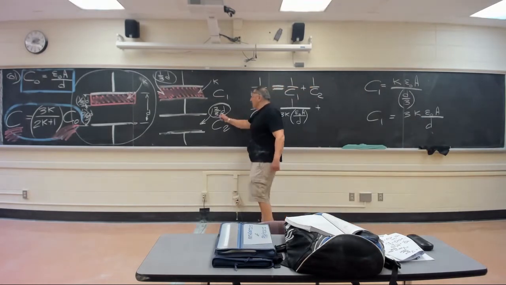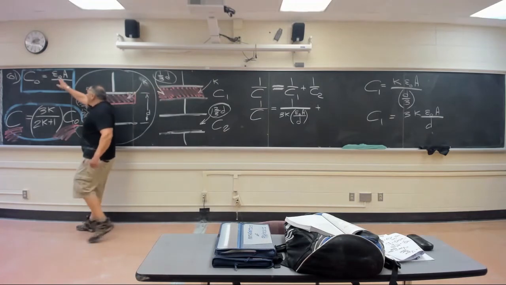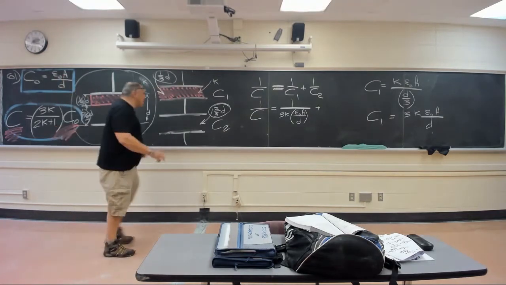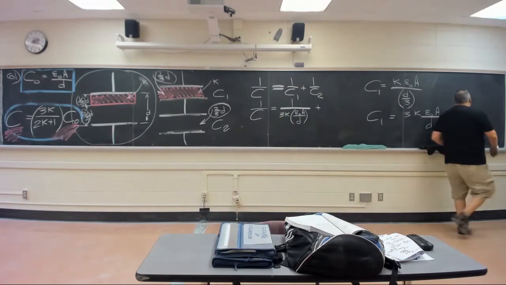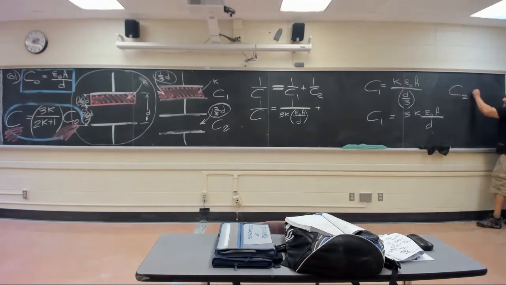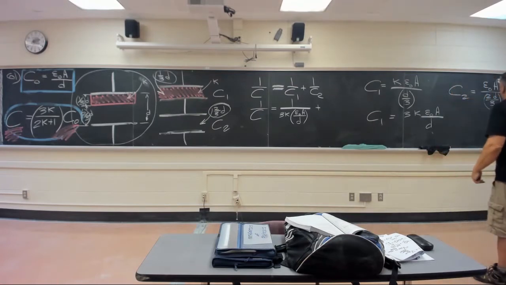What's the other one? The other one's just the way we're used to seeing this stuff look. Epsilon naught A over D. Yeah, the D is something different though. It's 2/3 D. For C sub 2, it's going to be everything we've seen in the past, but rather than a D, you got 2/3 D. 2 times D divided by 3, or 2/3 D, doesn't matter much. But that's what C2 is looking like.